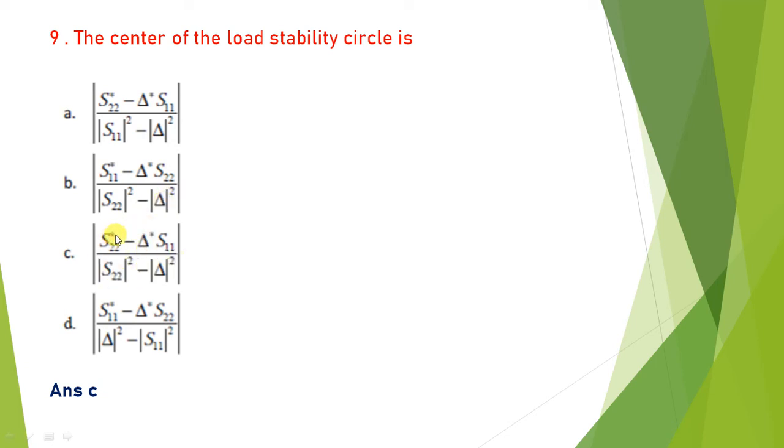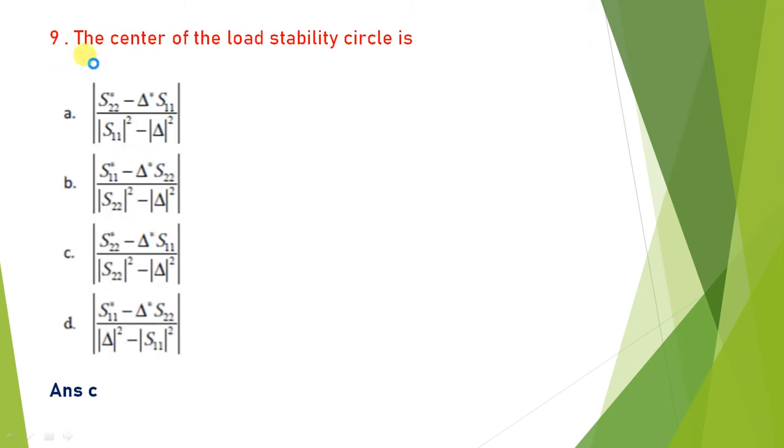Here S22 is in place of S11, and S11 is in place of S22. Delta remains the same. So the answer is C. It is S22 star minus delta star S11 divided by S22 squared minus delta squared.